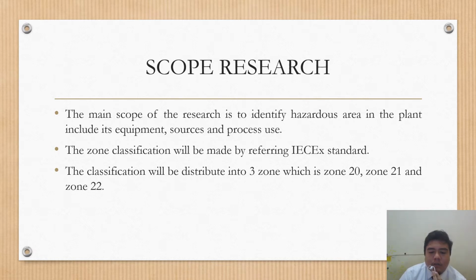Zone 22 is a hazardous atmosphere formed by dust cloud in air not likely to occur in normal operation, and then for a short period only. Accumulation and layers of combustible dust are present. My research will be focusing on the dust explosion that could occur in a powder milk plant. The area classification will be drawn in the P&ID of the plant.